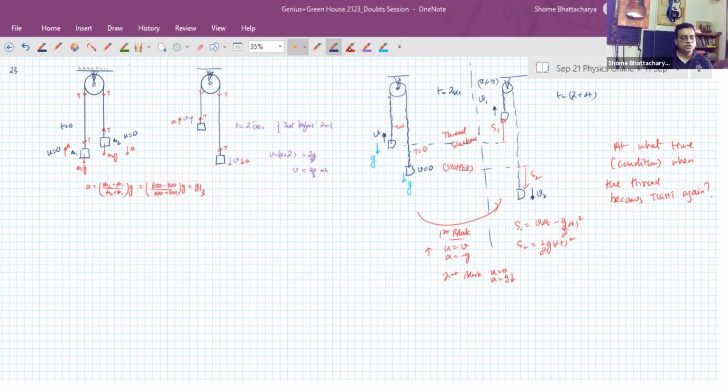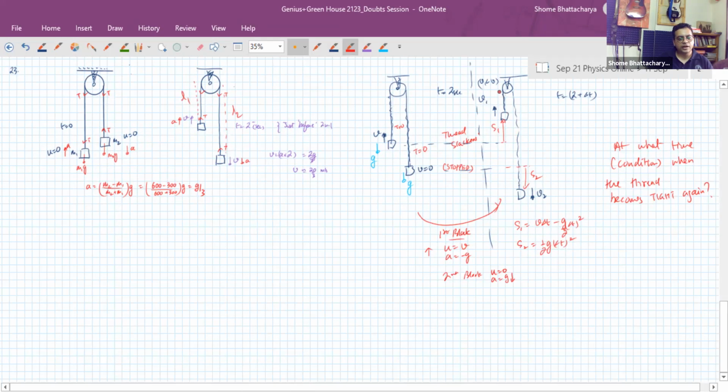See, in this diagram, when the thread was last tight, before I stopped this one, what was this length? Let's say it was L1, and this length was L2. So L1 plus L2 is the total length of the thread. Now if it becomes tight again, in this diagram let's say this length has become X1 and this length has become X2. When it becomes tight again, X1 plus X2 should become equal to what was originally L1 plus L2, which is the length of the string. So that means s1's magnitude should be equal to s2.